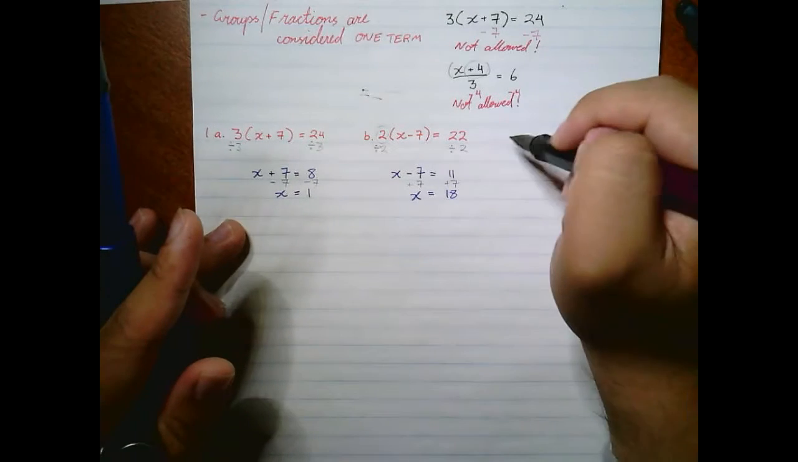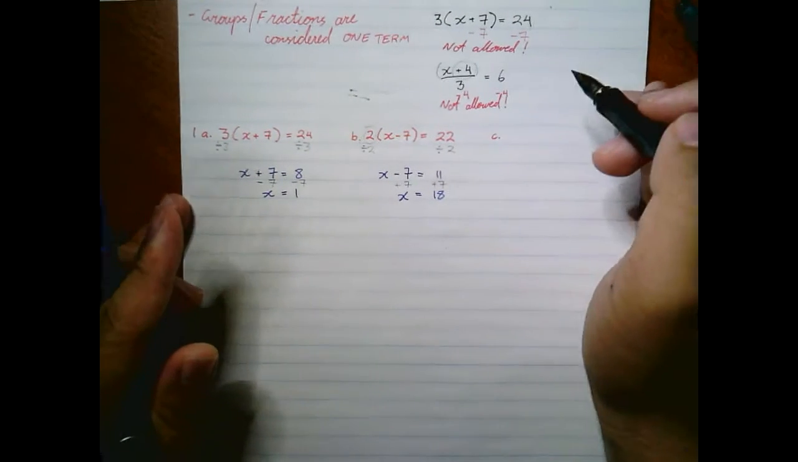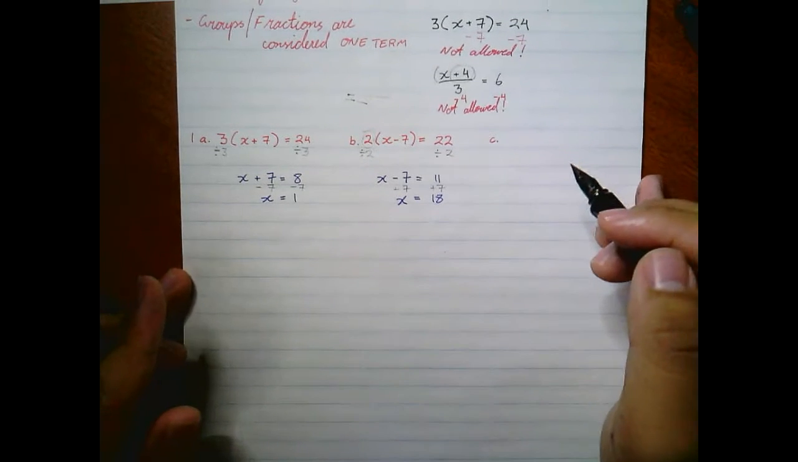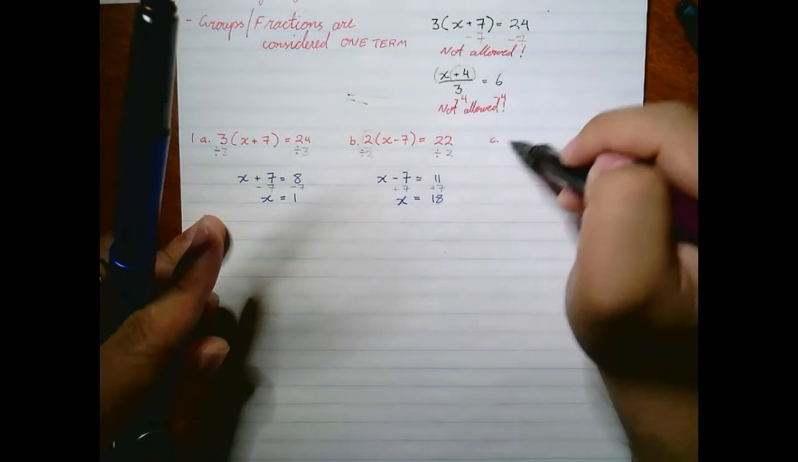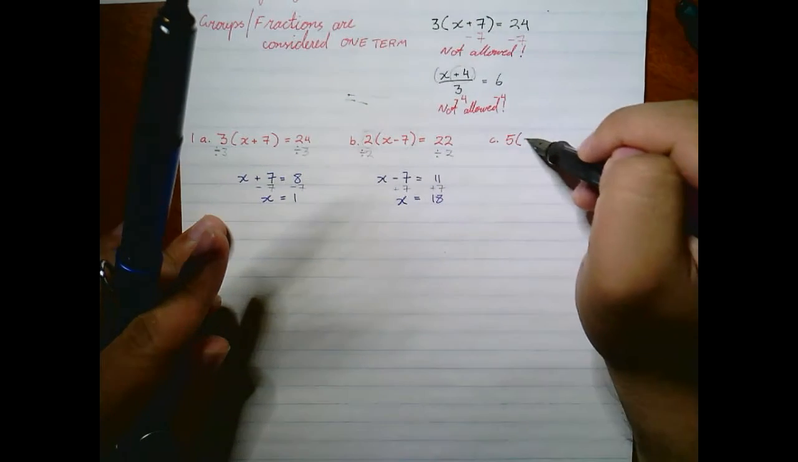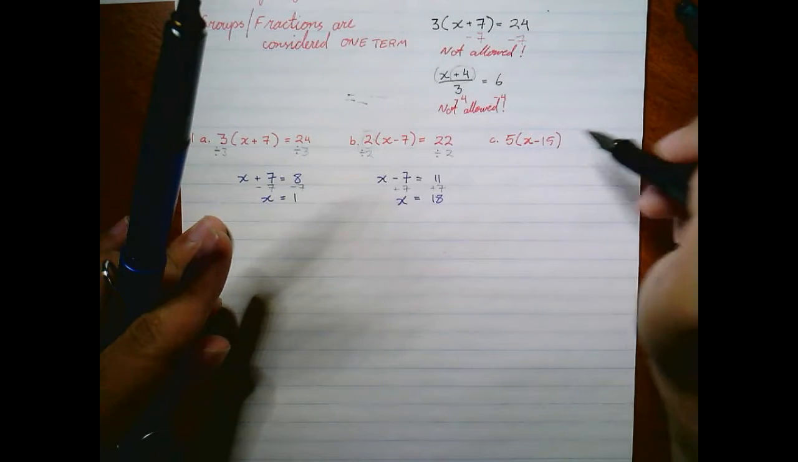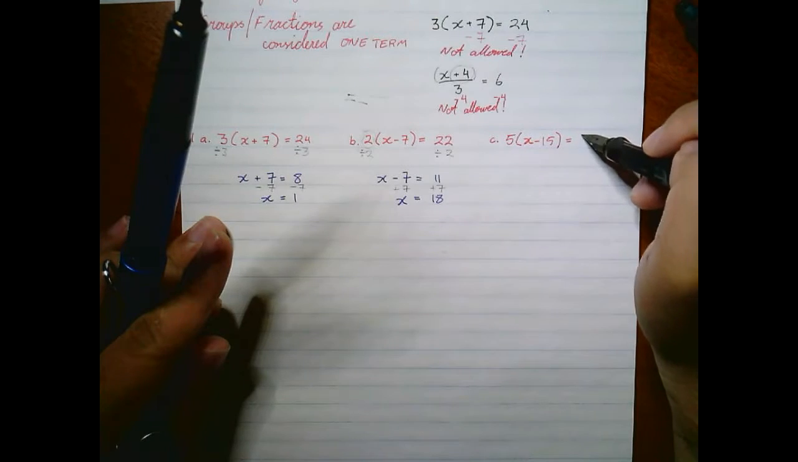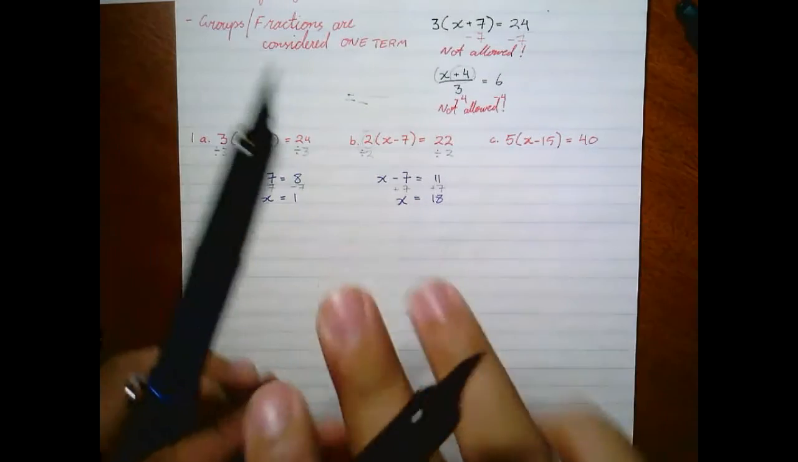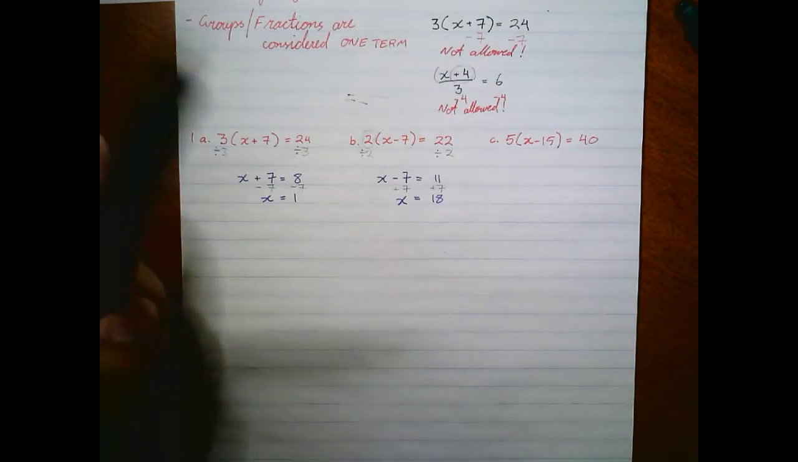And this last one, I'm not going to be writing the inverse operation, and I'd like for you to pause the video and give it a go yourself. 5 outside x minus 15, close the brackets, is equal to 40. I'd like you to go ahead and pause the video and give it a go.